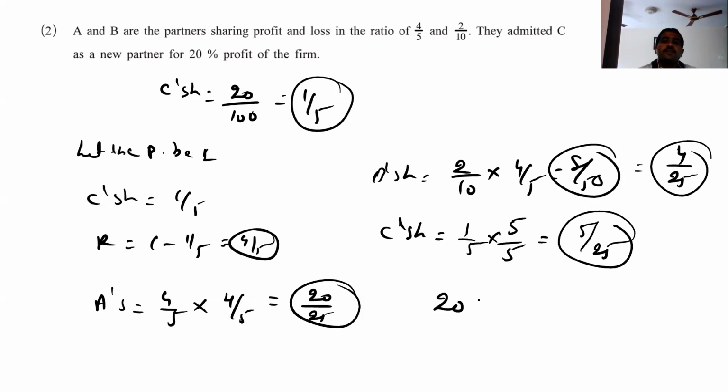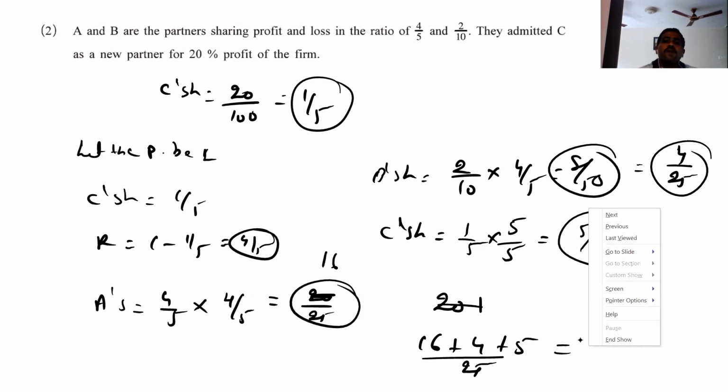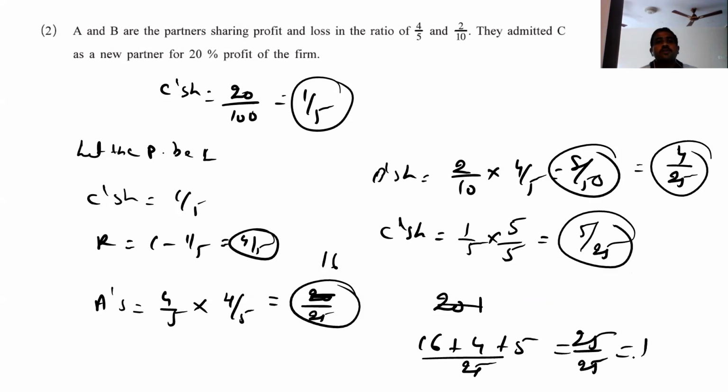So if you add this, 4 fours are 16. If you add this, 16 plus 4 plus 5 upon 25, you get 25 by 25. Final answer comes to 1. Right? So our new ratio is what, friends? 16 is to 4 is to 5.